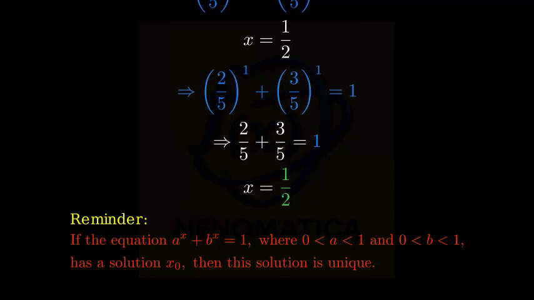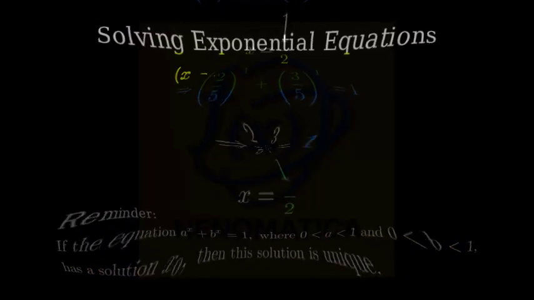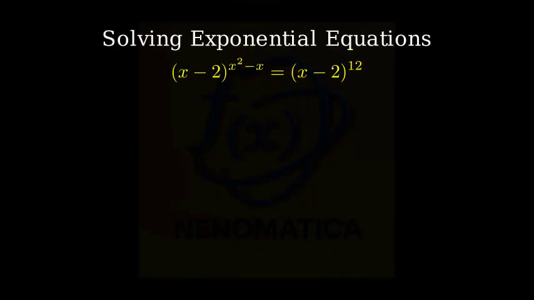If the equation a to the x plus b to the x equals 1, where a and b are both between 0 and 1, has a solution, then this solution is unique. Let's examine this problem. We need to solve the equation where (x minus 2) raised to the power of x squared minus x equals (x minus 2) raised to the power of 12.